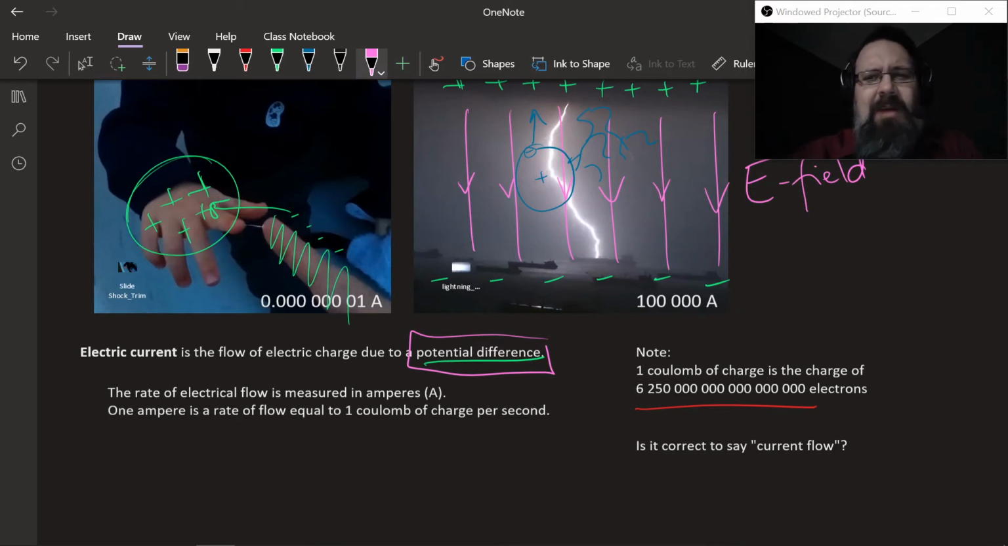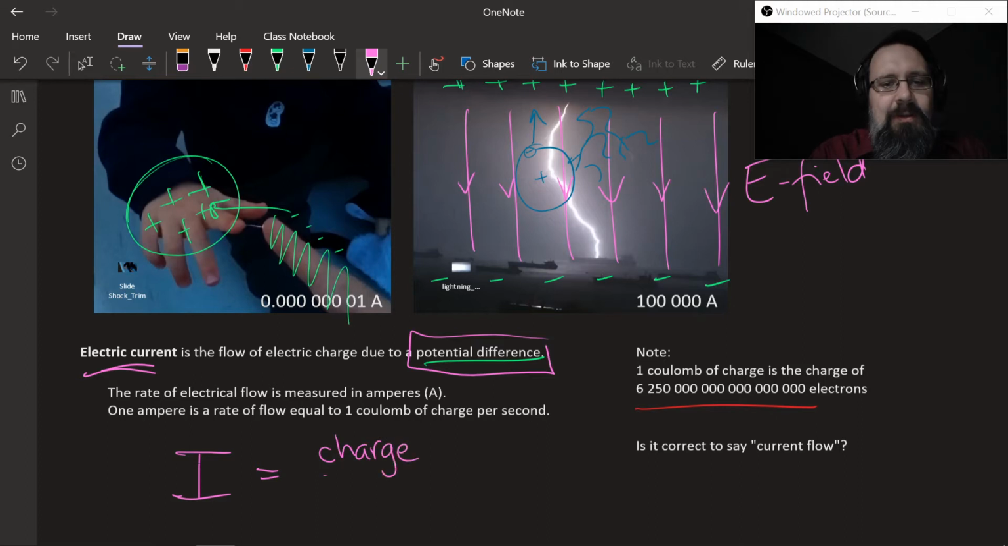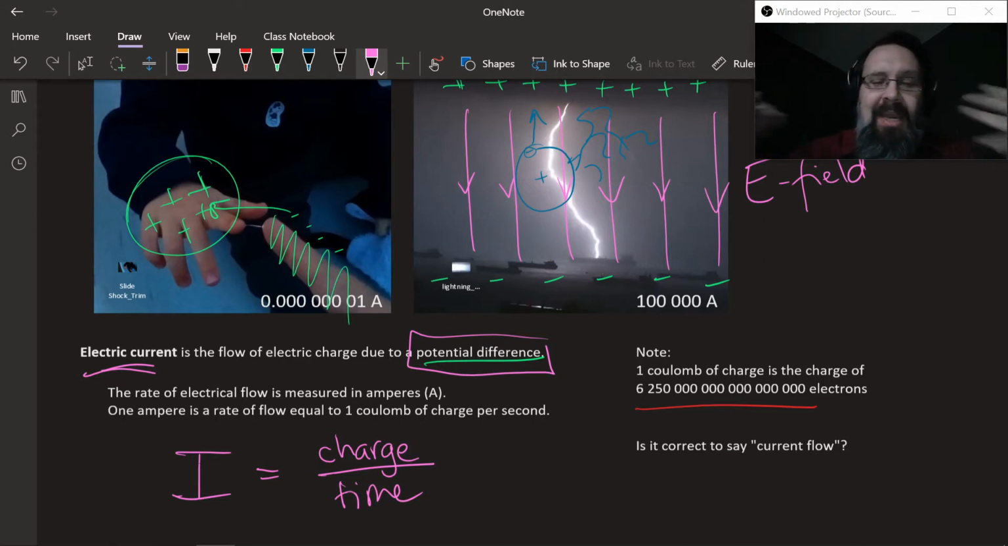Okay, so let's talk about current a little bit more deeply. So there's an equation for current. Current is the charge over time. Did you have a question? I'm just hearing audio being transmitted. All right, so current is a charge per time. So it's how much charge is passing by in how much time.